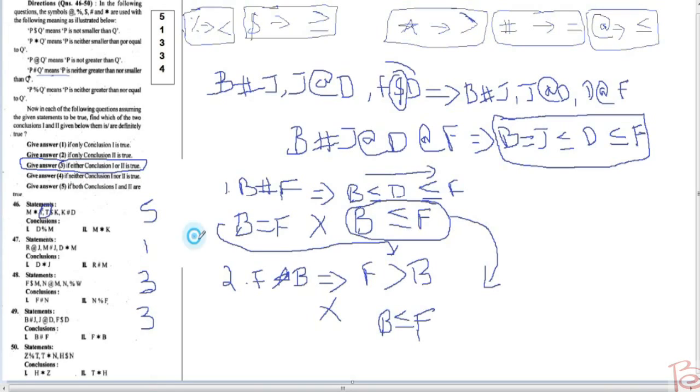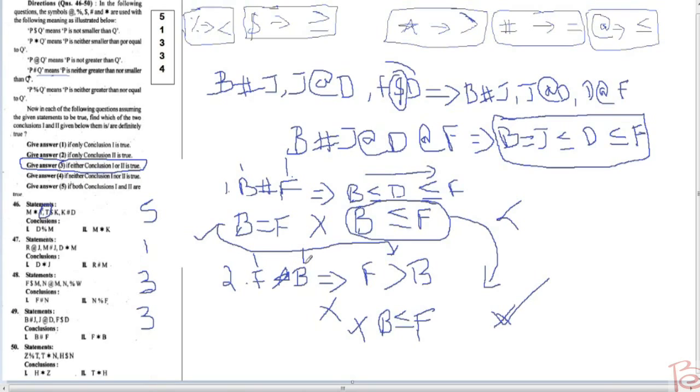It's either the first one is right or the second one is right. If the first one is right, the second one is wrong. If the first one is wrong, the second one is right. And as I told you before, the first conclusion is between two terms, b and f, and the second conclusion is also between b and f.